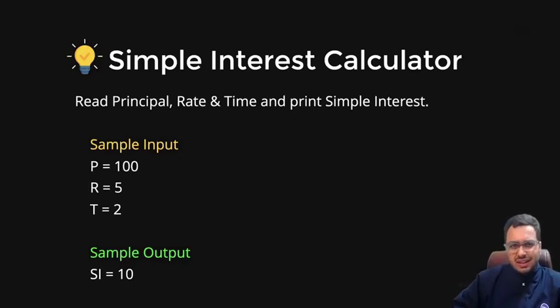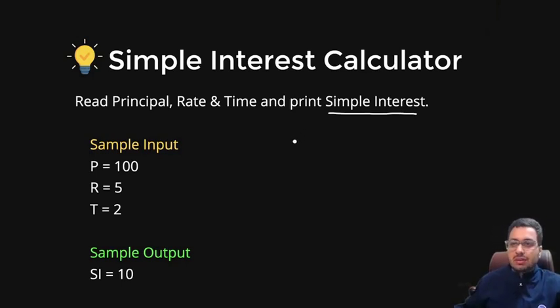Hi everyone. So let us discuss this problem of finding simple interest. In order to compute simple interest, we need three things: the principal amount, the rate of interest, and time in years. Given these three things, you can simply compute the simple interest. You might have done it in school level maths.